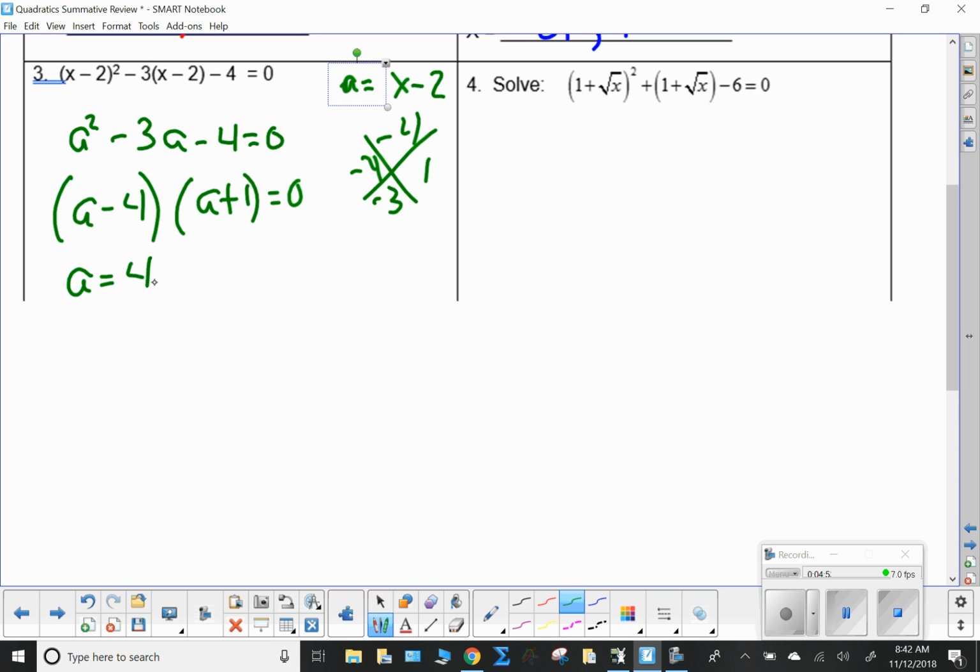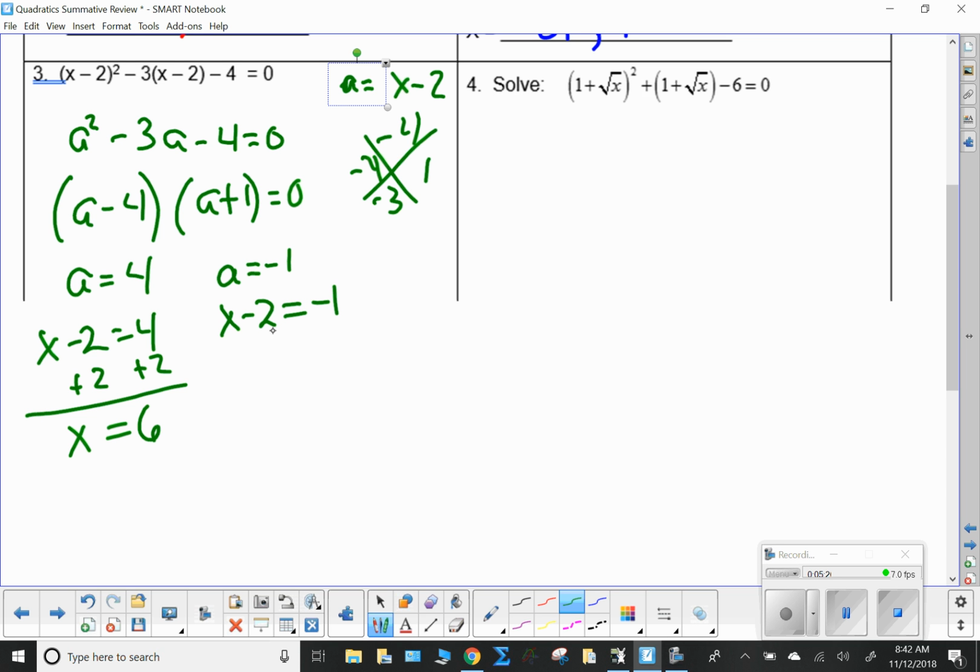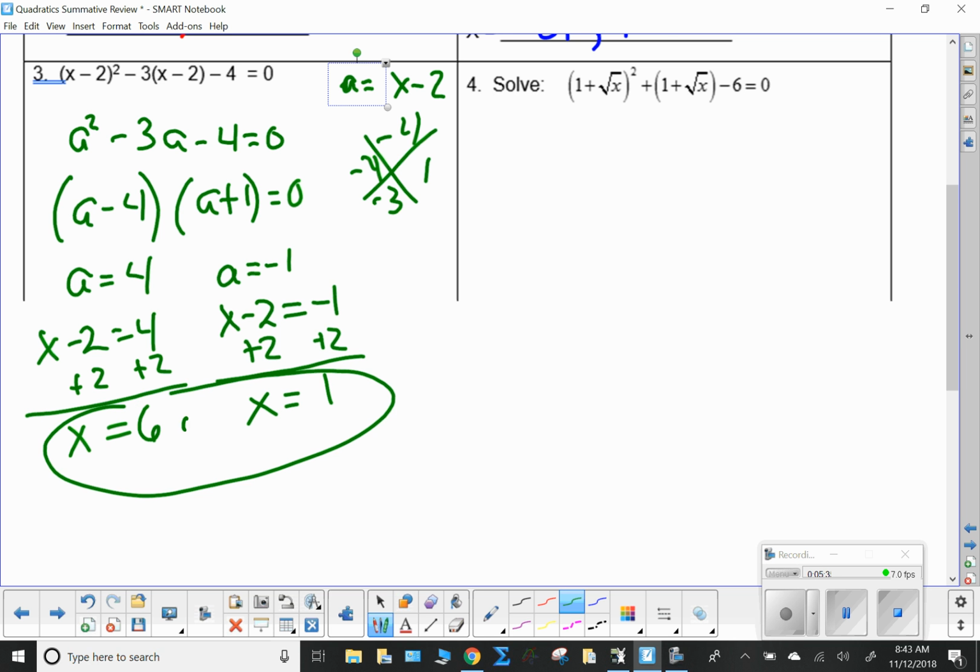A is equal to 4. A is equal to negative 1. You should be getting to the point once you factor like this that you know that a, x, b, whatever your variable is, is equal to the opposite of that number. Now I'm going to replace a with x minus 2. So x minus 2 is equal to 4. Add 2 to both sides, and x is equal to 6. Over here, a is the same thing as x minus 2. I'm going to add 2 to both sides, and x is equal to 1. Those are my answers.